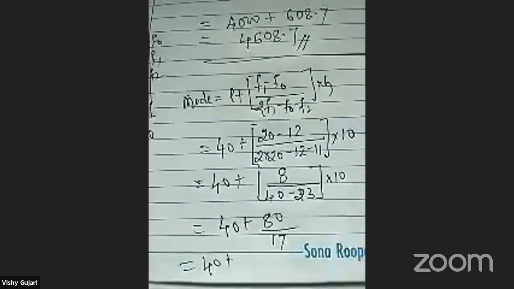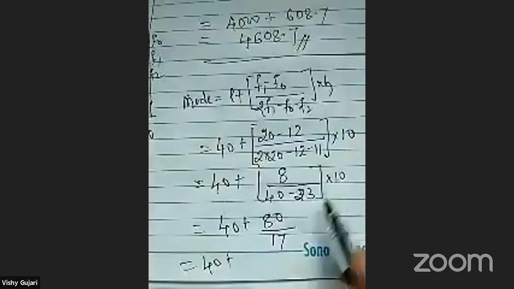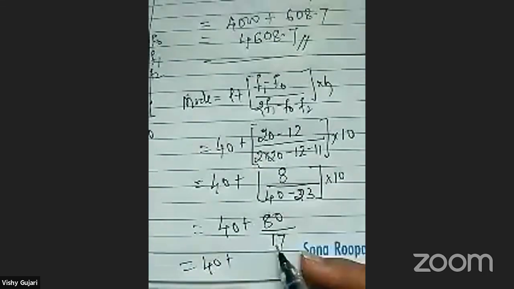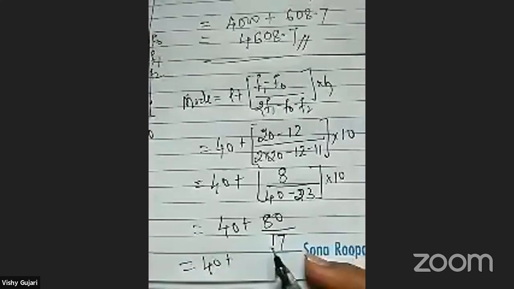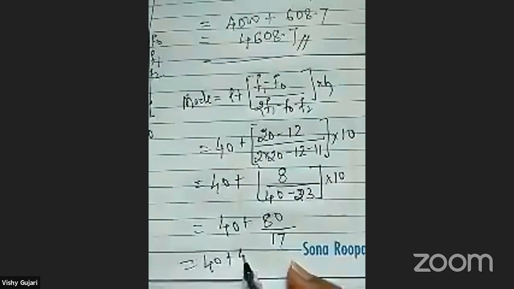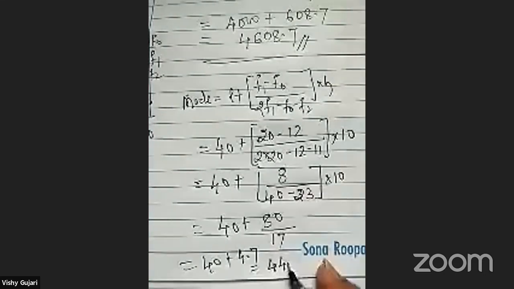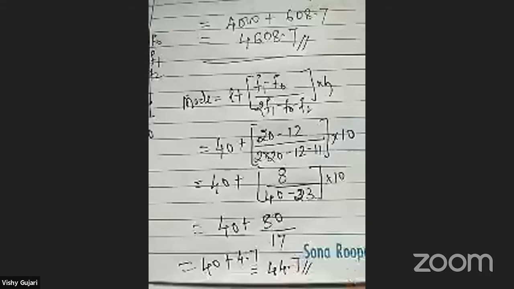Into 10 we have multiplied, 8 tens are 80. 17 fives are 85, 4.7. That is equal to 44.7. Okay, write down.